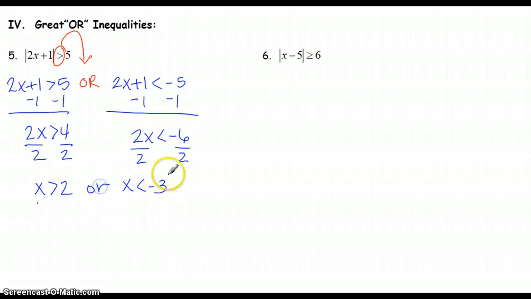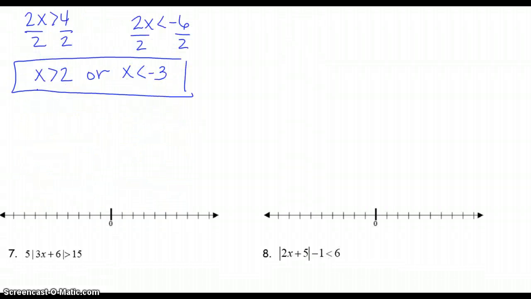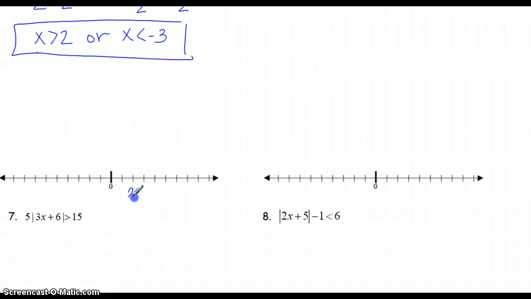So our solution here is that x has to be greater than 2 or less than negative 3. So if here is 2, I need to be greater than 2, so I'm going that way, or less than negative 3. Here's negative 3, and I want values less than negative 3.